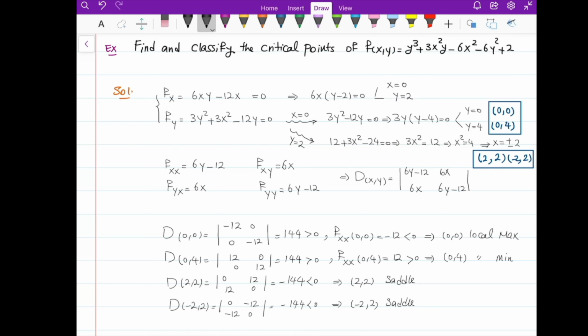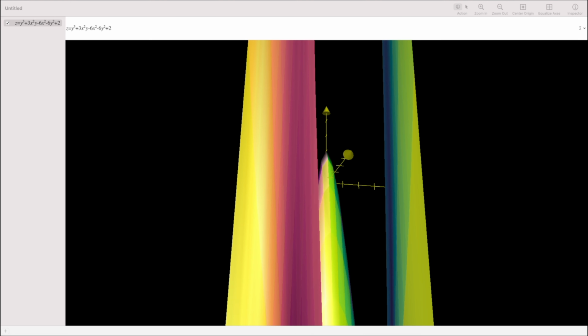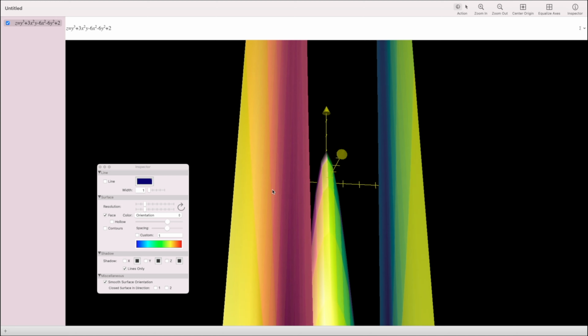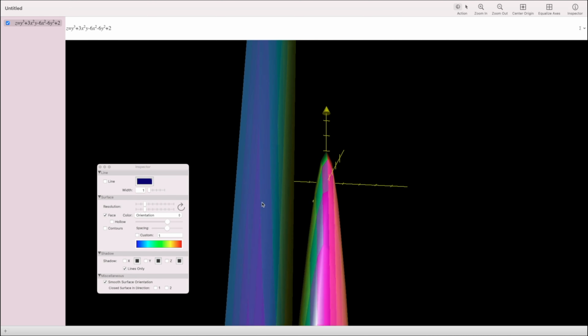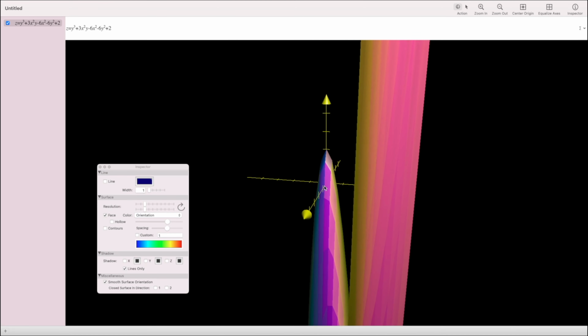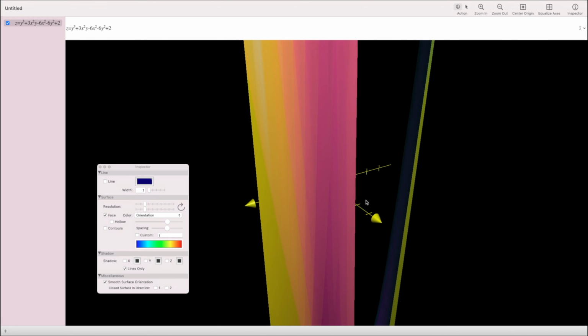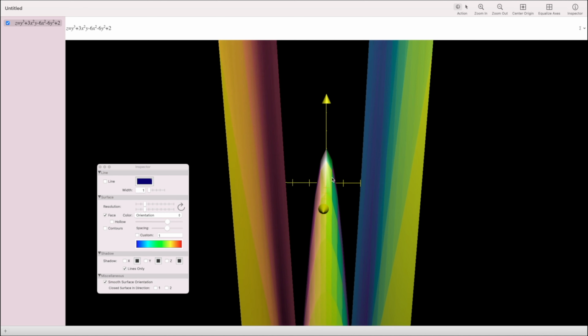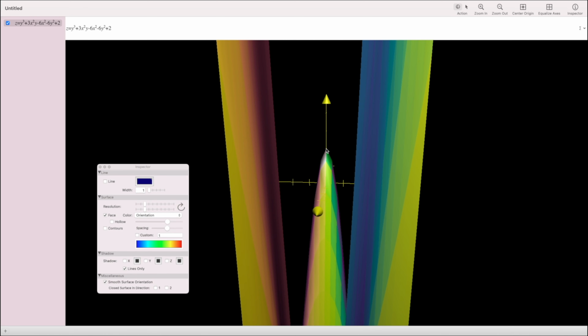So we classified all the points. Let's look at the shape of this graph. You see, this is the graph z equals y cubed plus 3x squared y minus 6x squared minus 6y squared plus 2. And as you see, it has this shape. The x-axis is in here, the y-axis in here, and then the z-axis to the top. We have a local max at (0, 0).